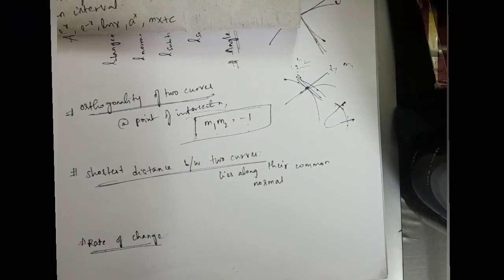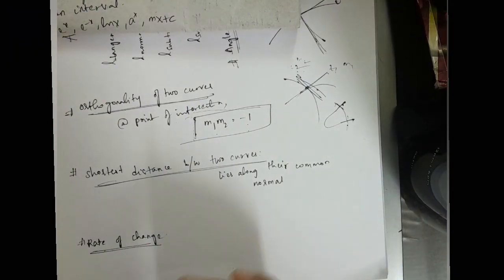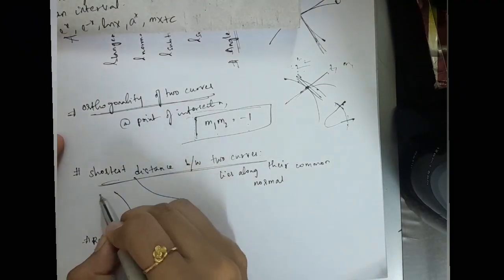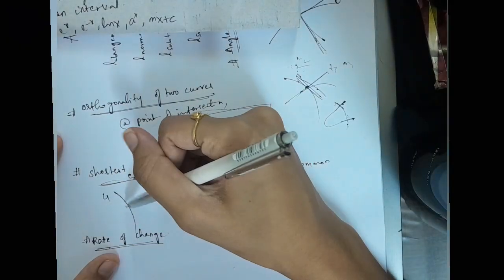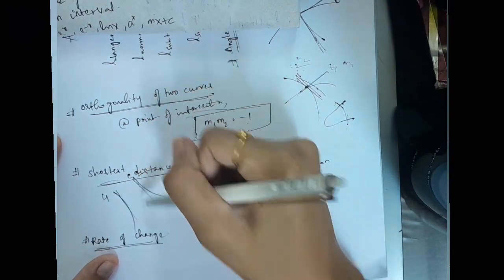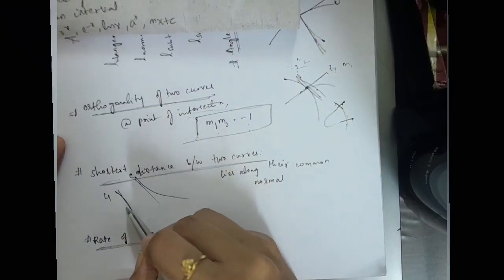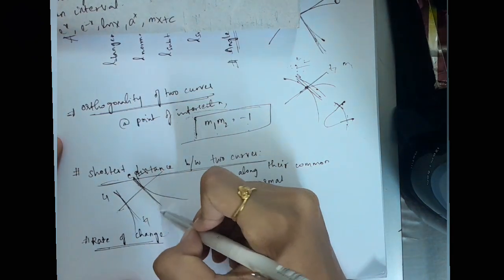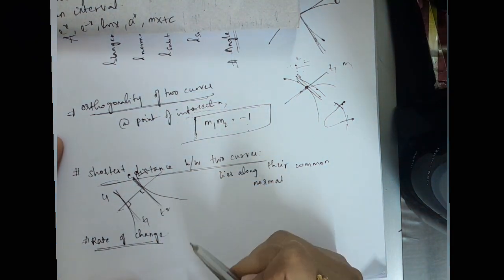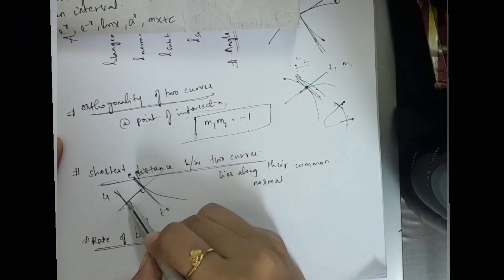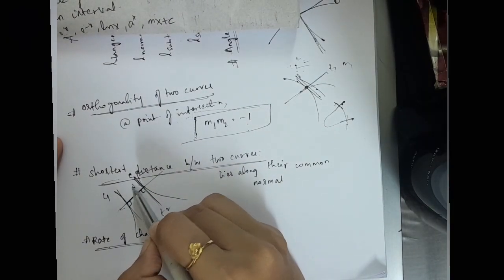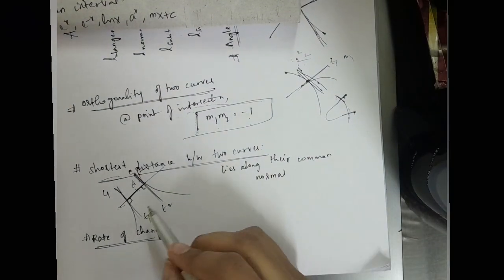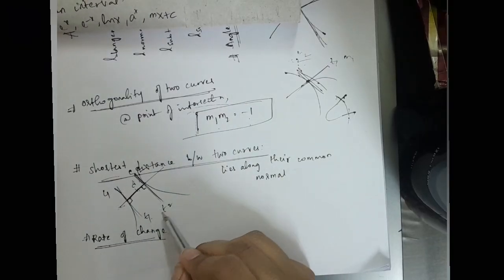Next we have the shortest distance between two curves, and obviously the distance lies along their common normal. So what does that mean? Let's say we have two curves, C1 and C2, and these are the tangents. So the common normal to both the curves should be something like this. So basically, to these tangents T1 and T2, the common normal is perpendicular. The distance, or rather the length of this common normal, is the shortest distance between both the curves. And next we have also another thing. Obviously this is kind of obvious, but T1 and T2 are parallel.